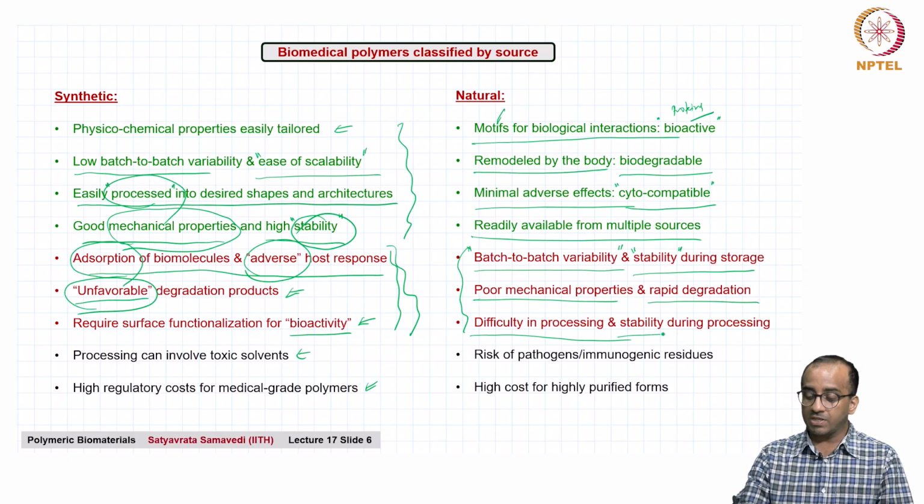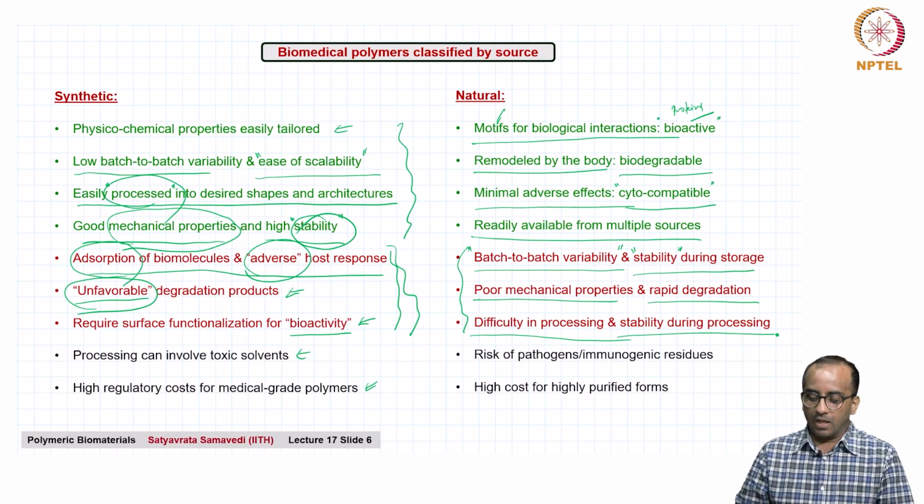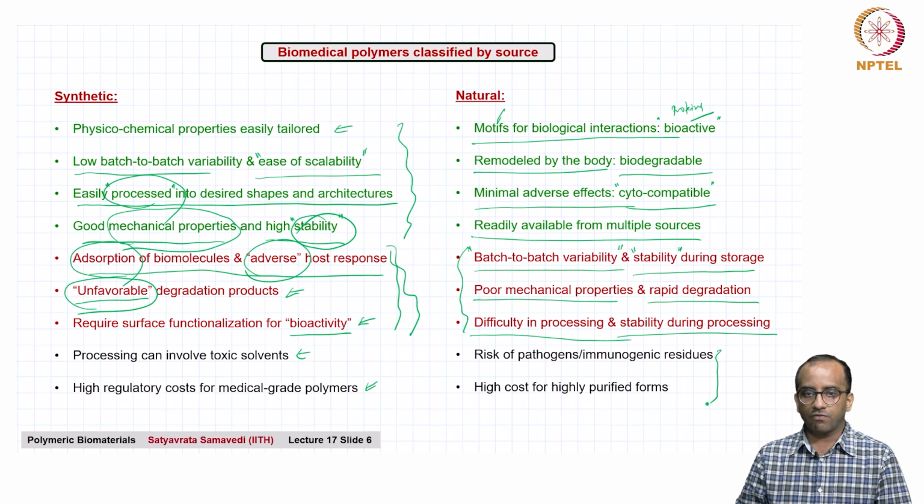We also have stability issues during processing, especially for proteins. If you are trying to process them, it's very important to ensure that you're not using extremely harsh processing conditions, or you find ways to stabilize them. So, for example, you will typically find that when proteins are lyophilized, there are other molecules added to stabilize the protein itself. Of course, the last two are like the ones we saw for synthetic polymers.